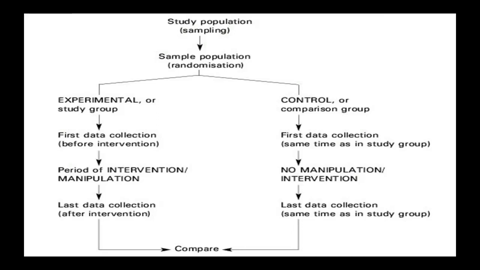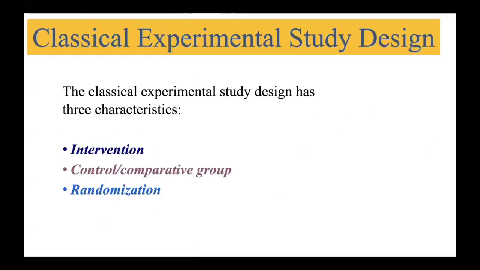This chart is showing the randomization, the experimental or control comparison, first data collection, period of intervention, last data collection. Sometimes in a trial, you use a pilot study on a few subjects. After getting the results and comparing them, you start another study. So this is very, very important: what are the important features, the important fundamental things in randomization.